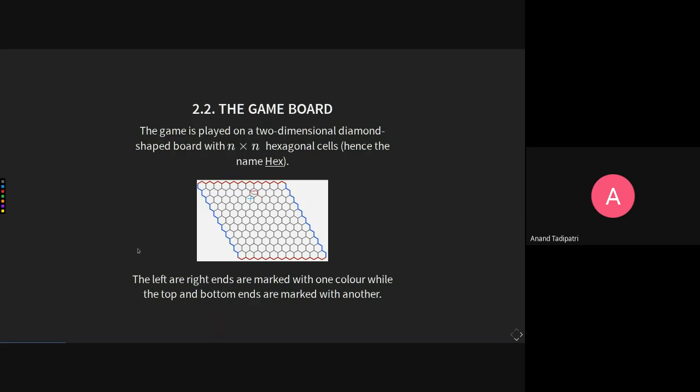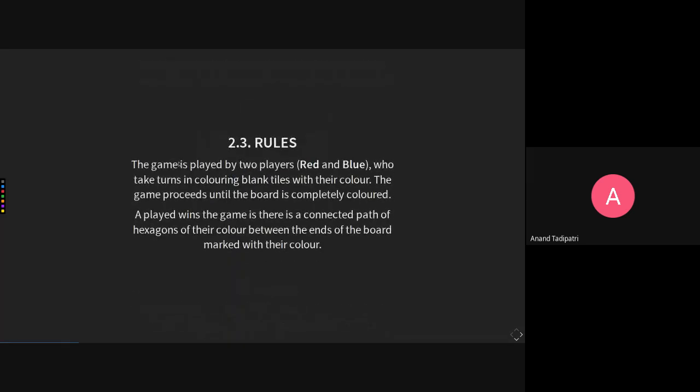and this goes on until the entire board is filled up. And the blue player wins if there's some sort of a continuous path like this, passing through hexagons, connecting the two ends of the board. And it's not too hard to see that if the blue player wins, the red player cannot win, and vice versa. So that's how this game works. And yeah, these are the rules if you want to have a look at them.